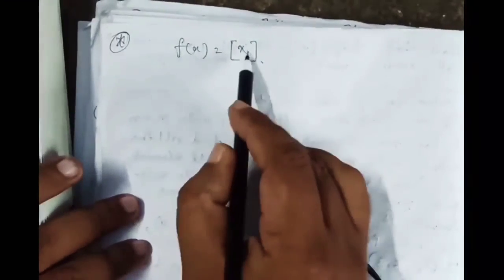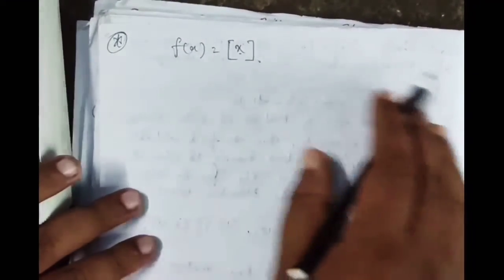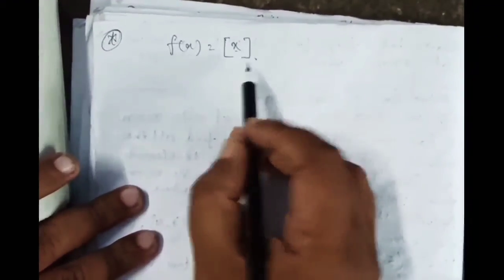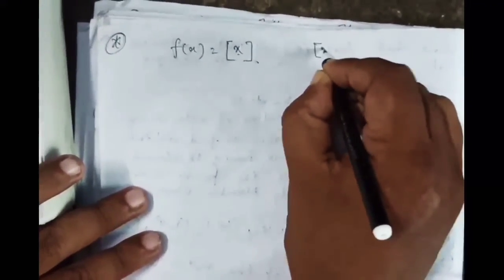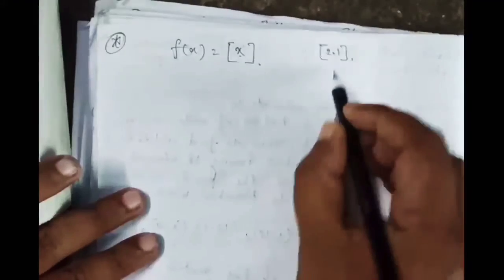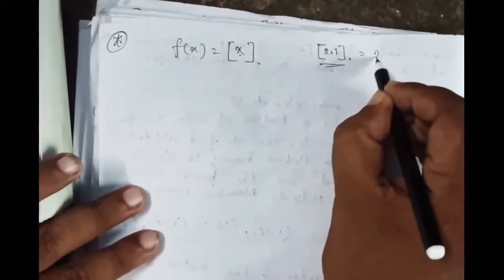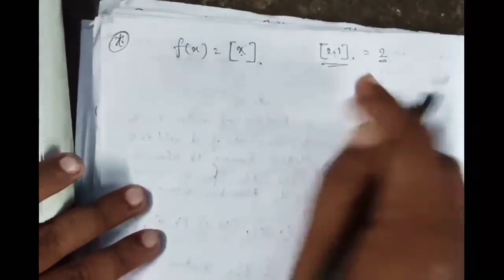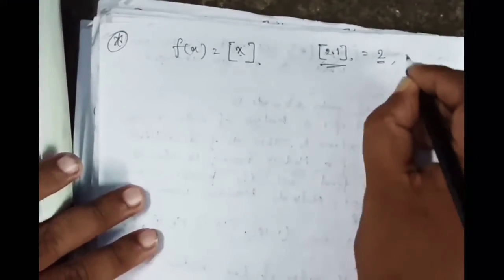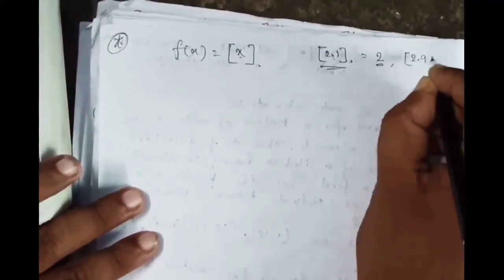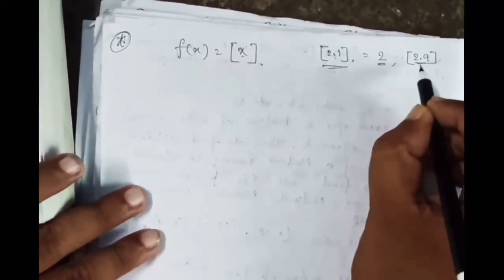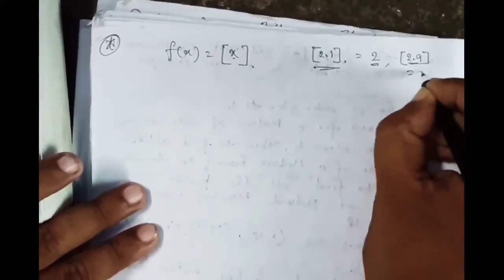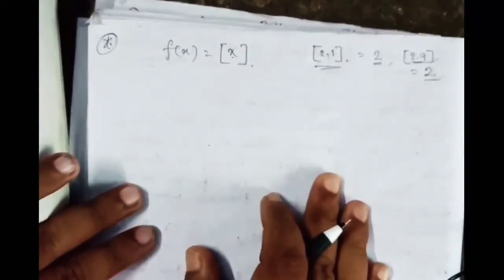Now, next question. So, we have to show that f(x) is equal to this. This means box x, that is the greatest integer not exceeding x. Suppose we have 2.1, box 2.1. So, that means only 2 we should take. Box 2.1 means 2. Suppose we have 2.9, this 2.9 is not an integer. So, that is equal to 2.